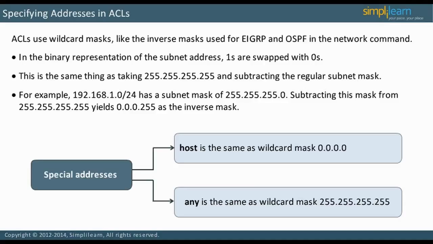For example, instead of 192.168.1.1 0.0.0.0, enter host 192.168.1.1, and instead of 0.0.0.0 255.255.255.255, enter any. Before configuring ACLs, let us discuss how they work in the next slide.